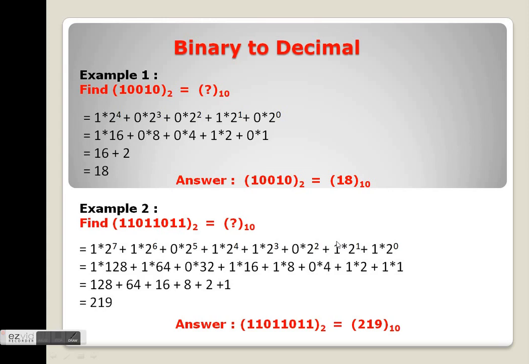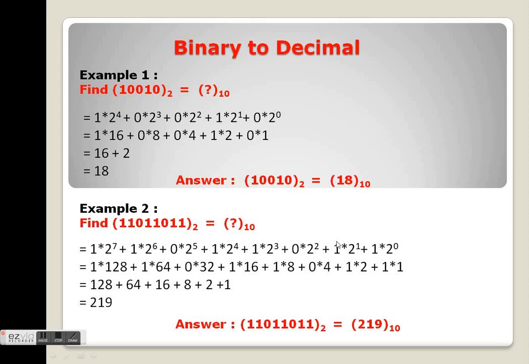Now we know that 2 raised to the power 0 is 1 and 2 raised to the power 1 is 2 and 2 raised to the power 2 is 4 and 2 raised to the power 3 is 8 and 2 raised to the power 4 is 16. So in the next line the expression will become 0 multiplied by 1 plus 1 multiplied by 2 plus 0 multiplied by 4 plus 0 multiplied by 8 plus 1 multiplied by 16.